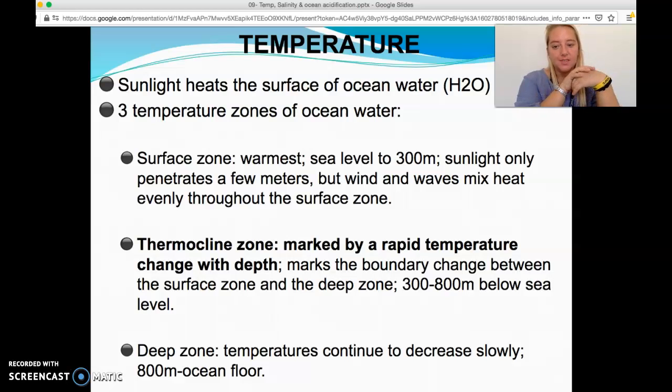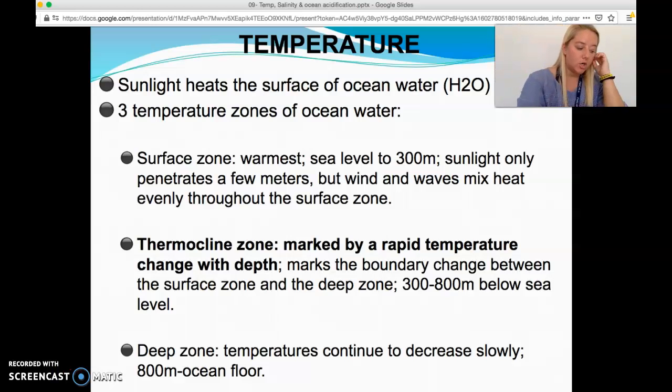Part of the reason is because the sunlight is heating up the surface of the water. In our oceans, we have what we call 3 temperature zones. The first one is the warmest. We call it the surface zone. It's from where the sea meets the air to about 300 meters down. Sunlight only penetrates a few meters, but the wind and waves mix the heat evenly through the surface zone.